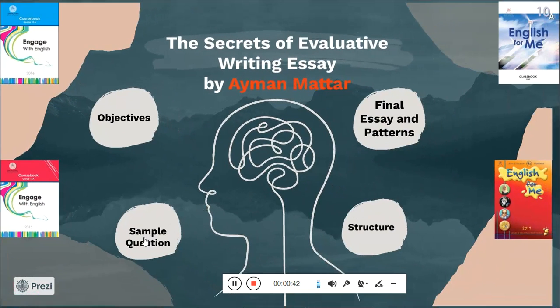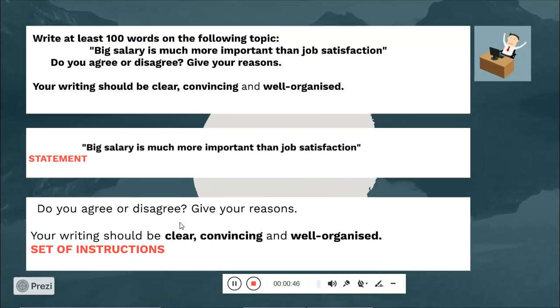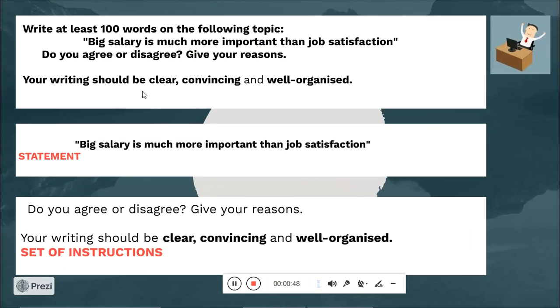So let's move quickly to the sample question. Here we have got a sample question like the one in the test. Write at least 100 words on the following topic. Big salary is much more important than job satisfaction. Do you agree or disagree? Give your reasons. Your writing should be clear, convincing, and well organized.